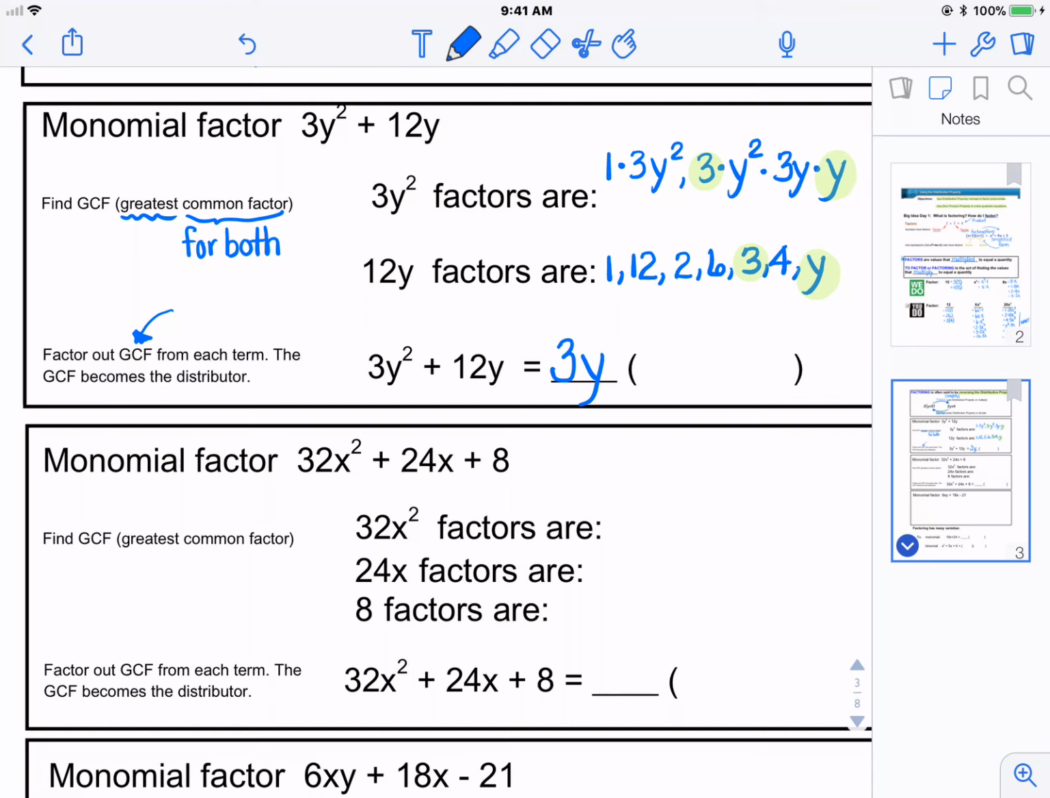I'm basically going to pull that out and say 3y times what needs to be sitting in here so that I get 3y squared out of that multiplication. So that would need to be a y. Plus 3y times what's going to need to be sitting here so that 3 times y gets me 12y. So 3 times 4. So my factored expression then is this one. I've put it back into that distributive property form.